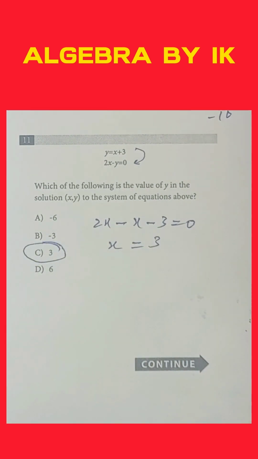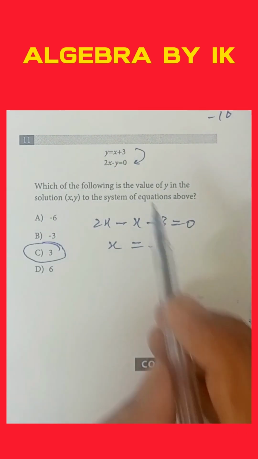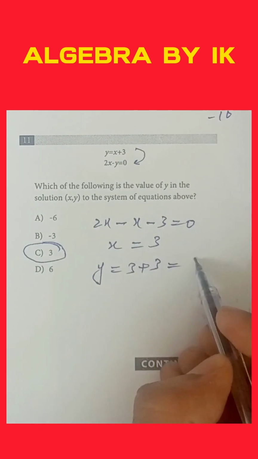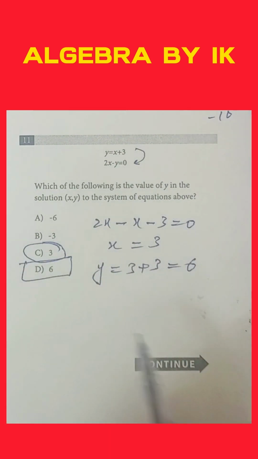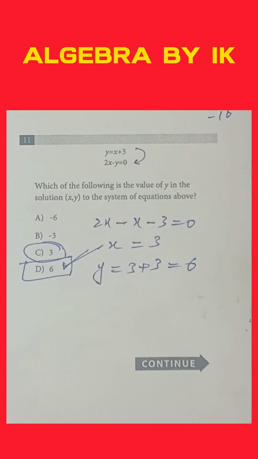C is the answer, but it is the value of x. We want to find the value of y. So y is equal to 3 plus 3, that is equal to 6. So the value of y is 6. So D is the answer. Thank you.